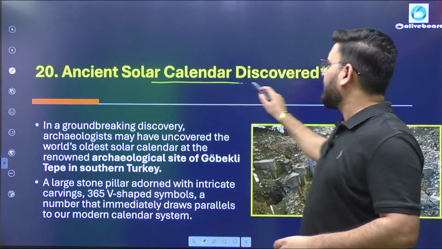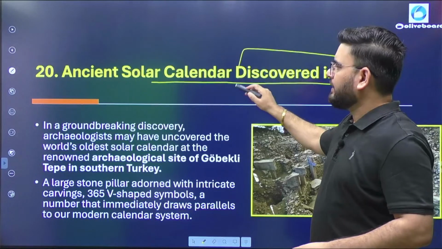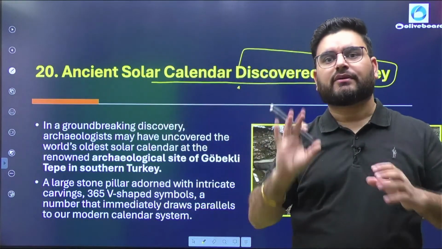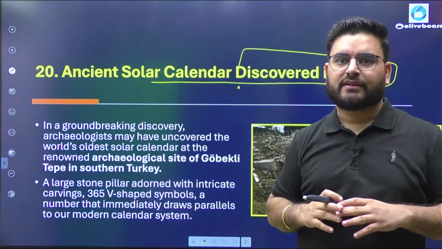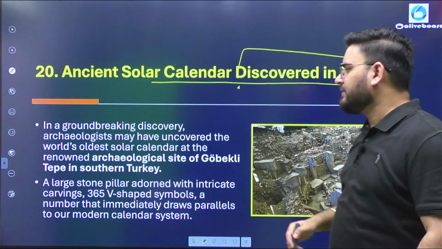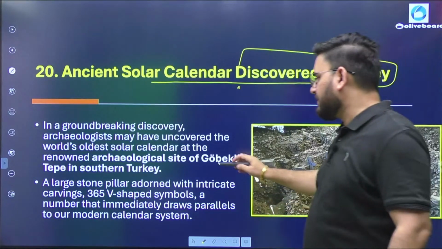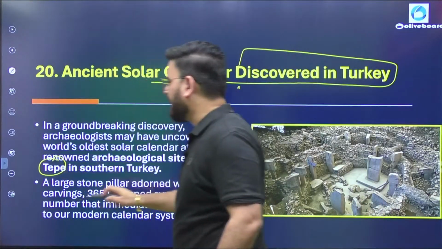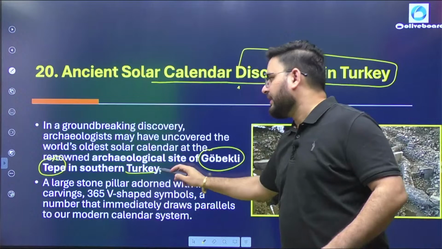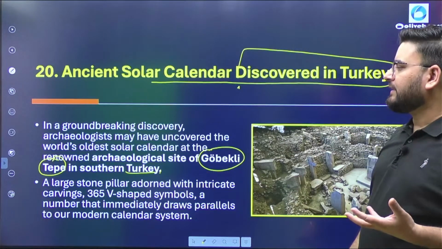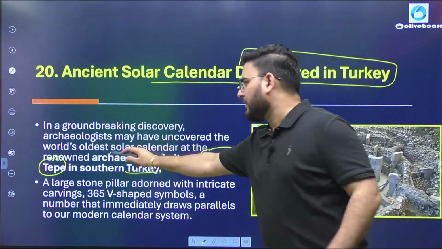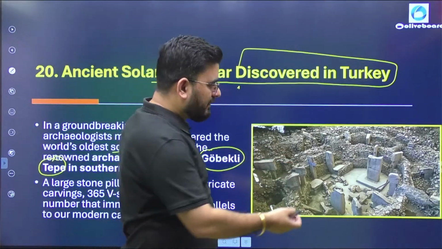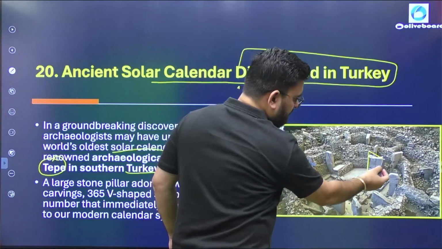Next is the ancient solar calendar discovered. See the headlines itself, your one-liner current. So what has happened is basically in Turkey there is an archaeological site called Göbekli Tepe, which is in southern Turkey, where the archaeologists have discovered the oldest solar calendar. It is not paper format, these type of rock structures.